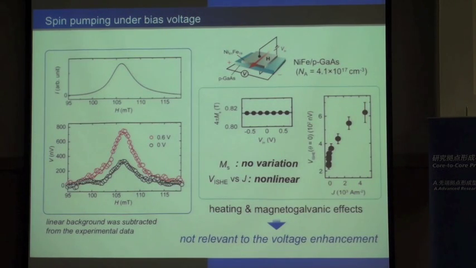This is the result. As you can see, the electric voltage is clearly enhanced by applying a bias voltage across the junction. What is important is that we found no change in the saturation magnetization, and also the electric voltage is not linear to the applied bias current. These are evidence that heating and magneto-galvanic effects are negligible in this system. So this is also evidence that the change of the electric voltage is due to the change of the spin pumping efficiency.